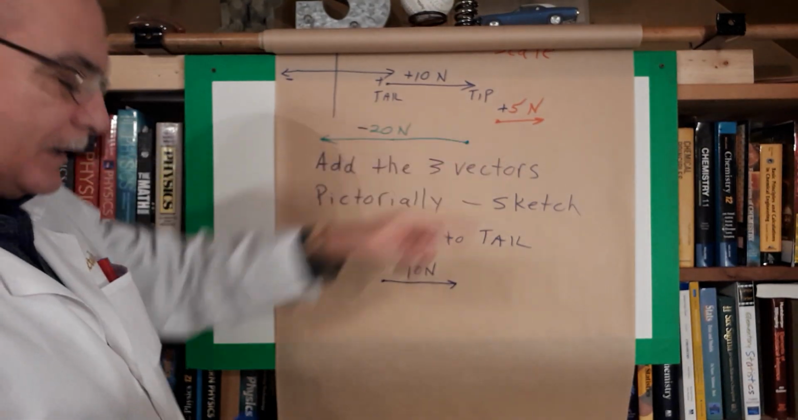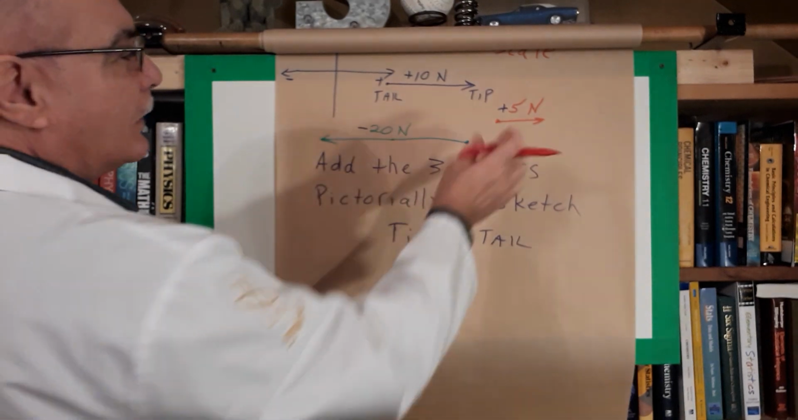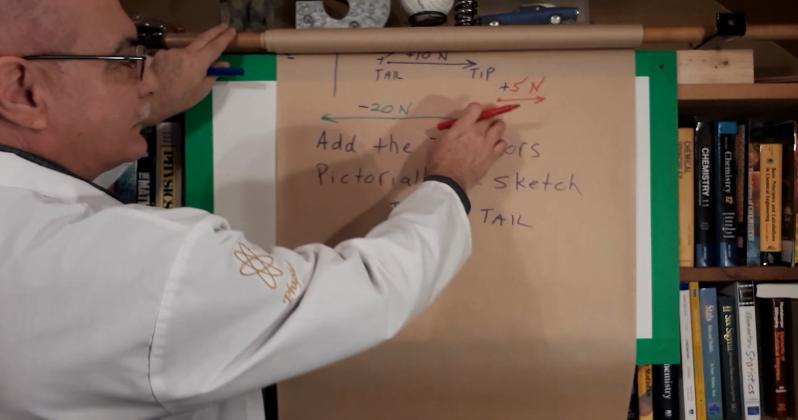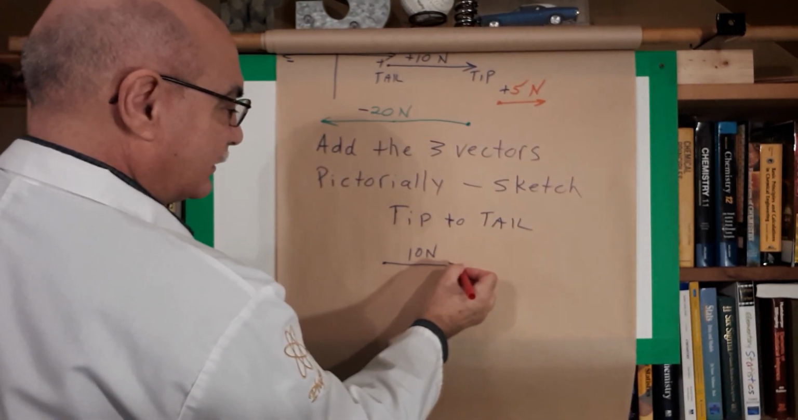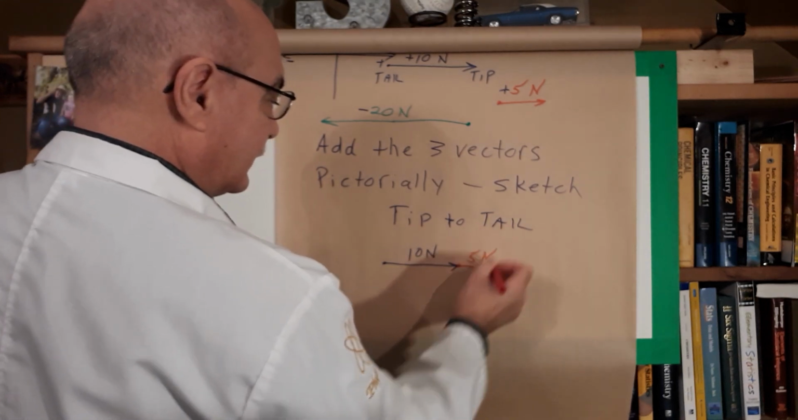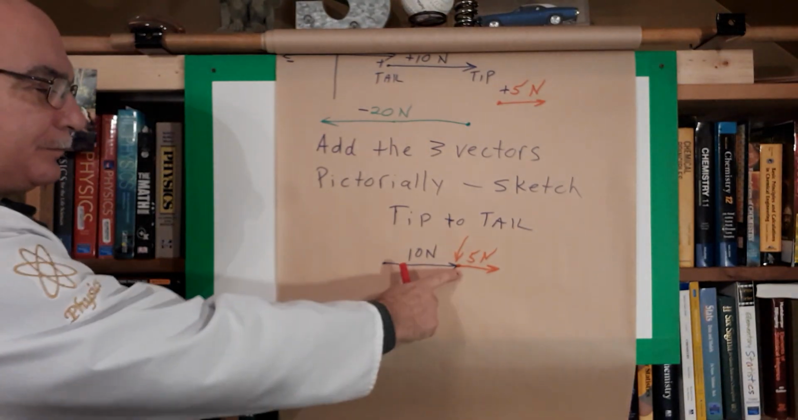Then I'm going to pick up this vector. Let's see if I can get that color again. I'll pick that up and put it here, tip to tail. Here's the tail, there's the tip of this vector. So I'm going to connect the tip and the tail together. And this has a value of 5 newtons. And right here is the connection of tip to tail.